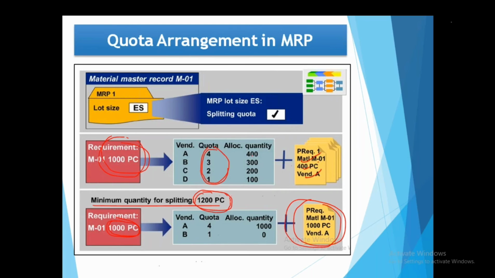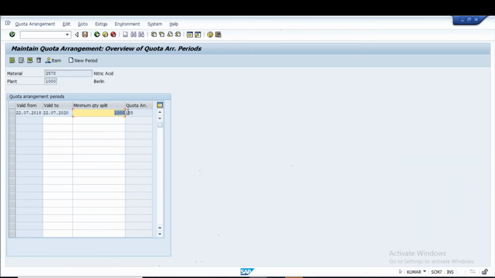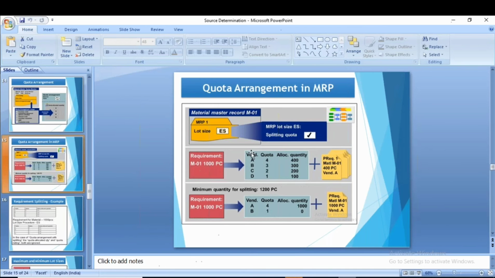In the first case, if minimum quantity for splitting is not maintained, then the system will allocate the quantities. It will do the splitting. Whereas in the second case, if you maintain minimum quantity for splitting and the requirement is less than that minimum splitting quantity, then it will not do the split. That is the meaning of it. That minimum quantity for split you will maintain here. That is the importance of it. Anyhow, I'm saving this.